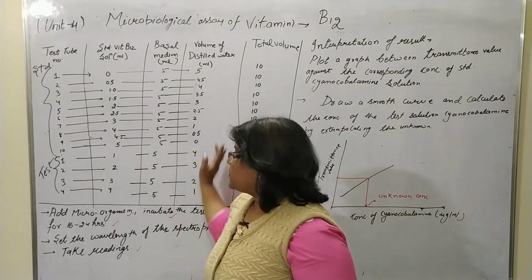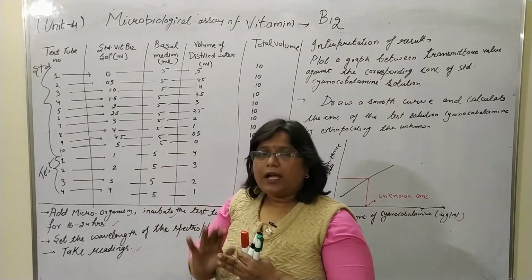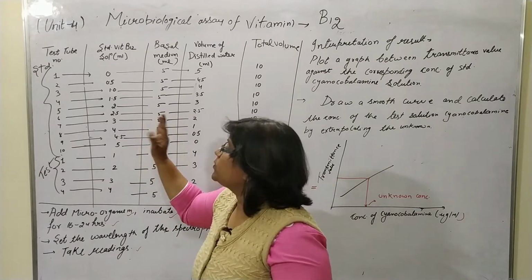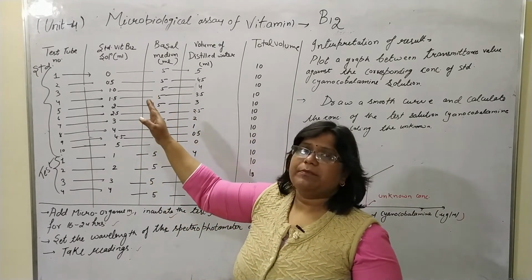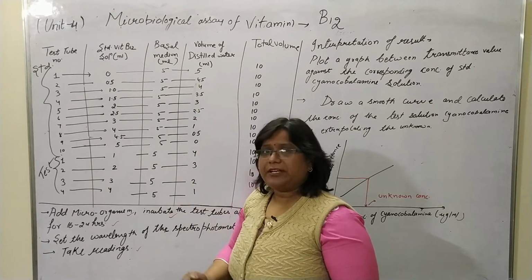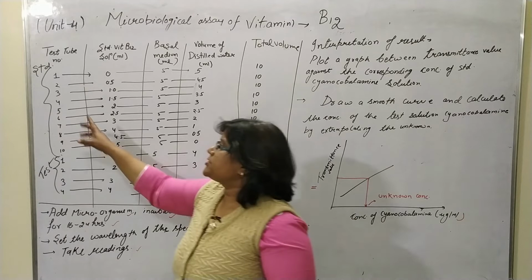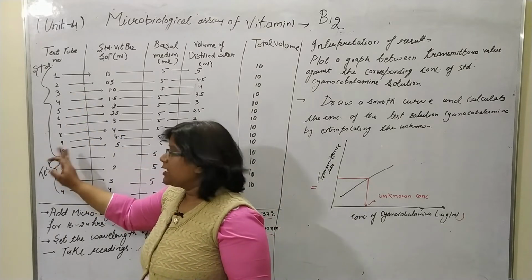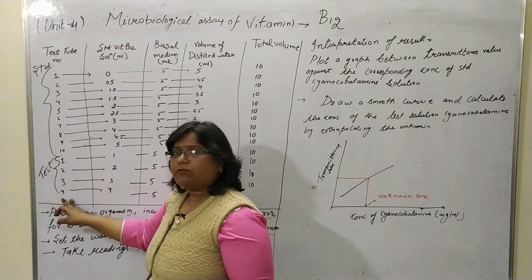Now I have given one chart, and with this chart I will show you how much standard vitamin B12 preparation, basal medium, and distilled water we will add in each and every test tube. For the standard preparation, we have to take 10 test tubes, and for the test preparation we have to take 4 test tubes.